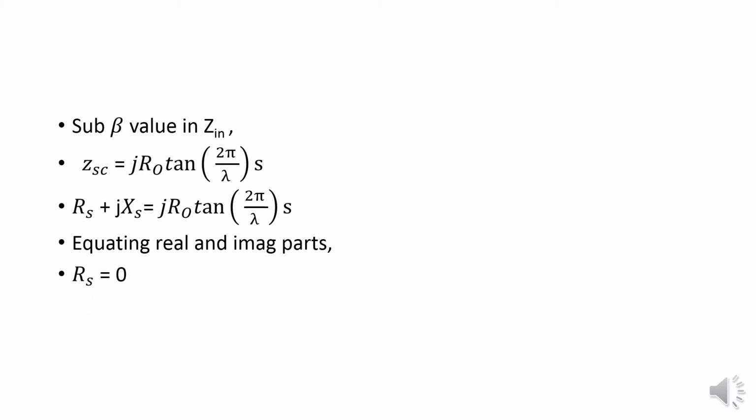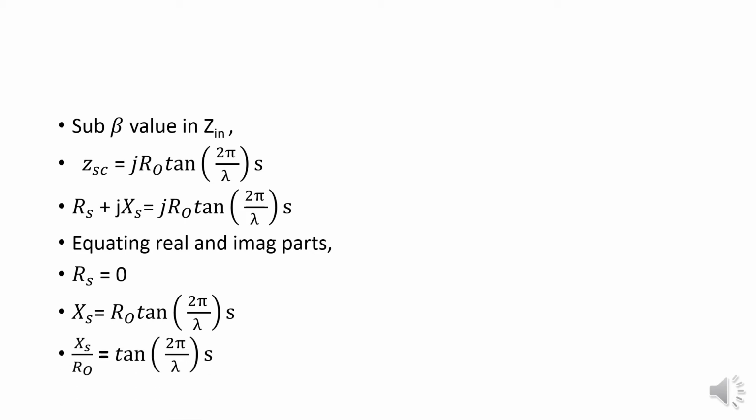Then the resistance Rs will be equal to 0. The reactance XS will be equal to R0 tan 2 pi divided by lambda into S. So XS divided by R0 will be equal to tan of 2 pi divided by lambda into S.